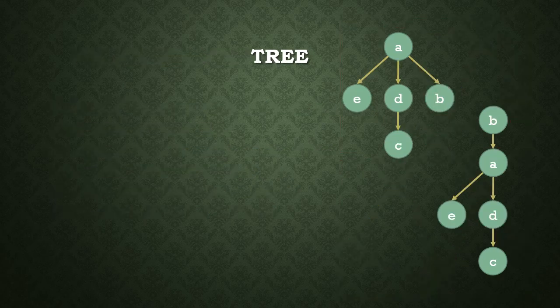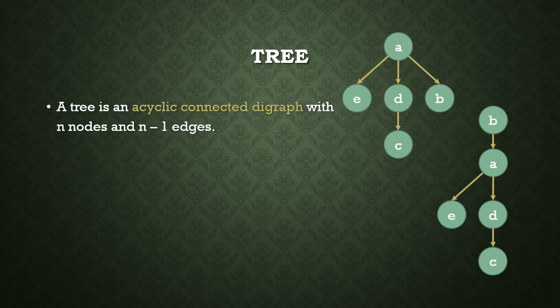Remember trees, the chapter we just did? A tree is an acyclic connected digraph with n nodes and n-1 edges. Acyclic, it does not have any cycle. Connected, it is in one piece. Digraph, it is a directed graph, directed from the root towards the leaves.